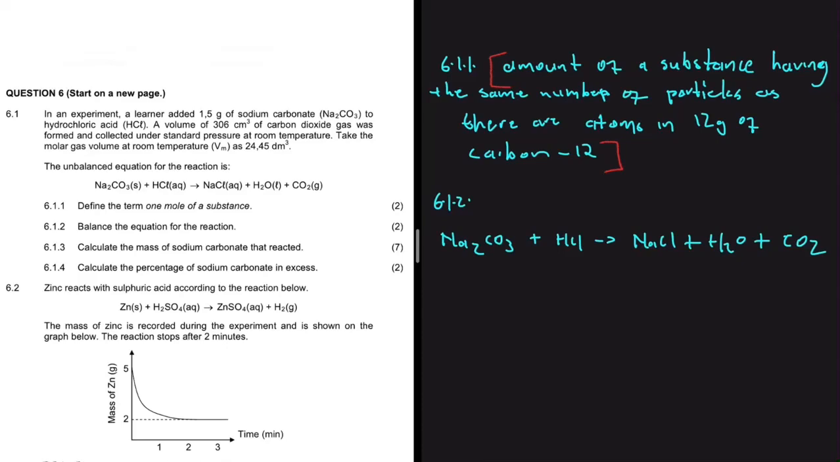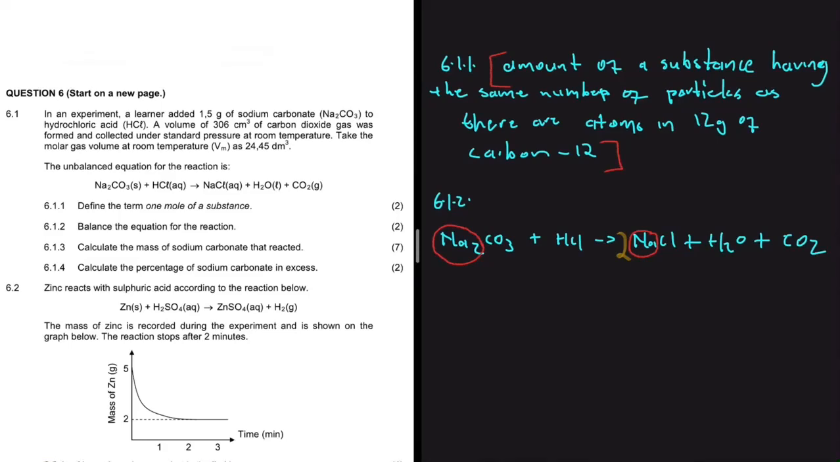On the left hand side, we have 2 atoms of Na, and on the right hand side we only have 1. So the number of atoms of Na are not balanced. How can we balance that? If we put a coefficient of 2 here, then we're going to have 2 atoms of Na on both sides. Now we can move from Na to carbon.